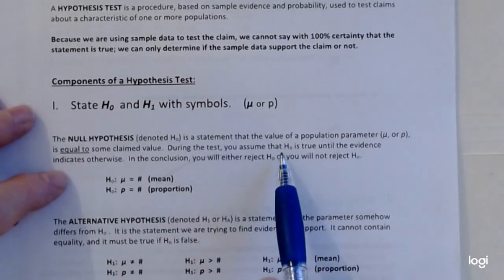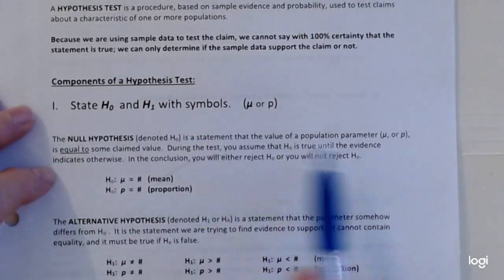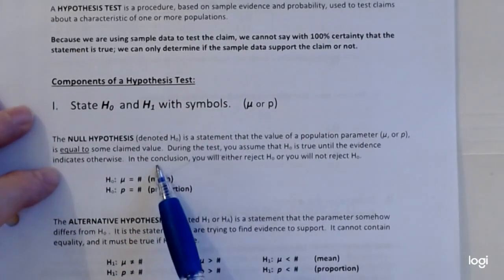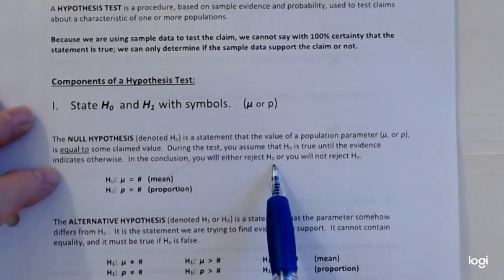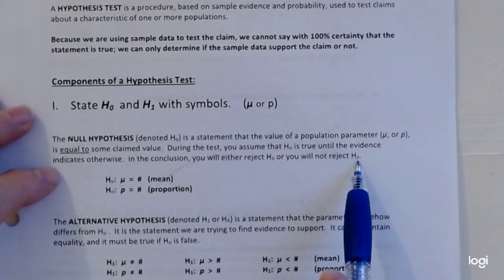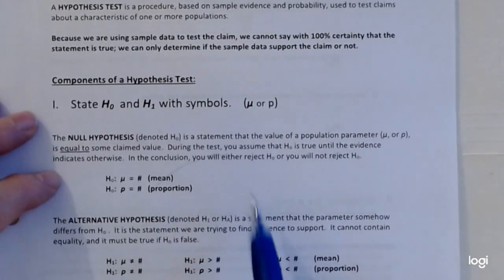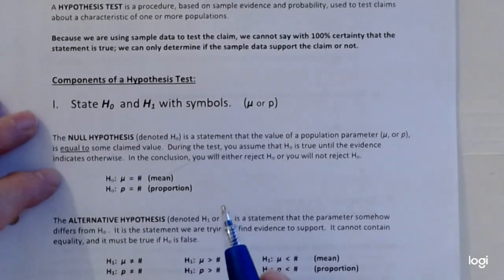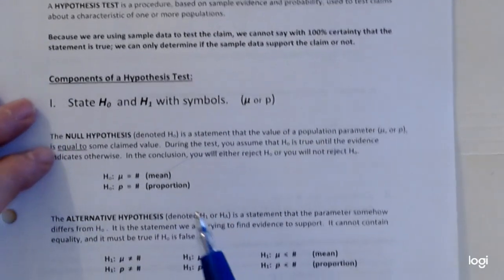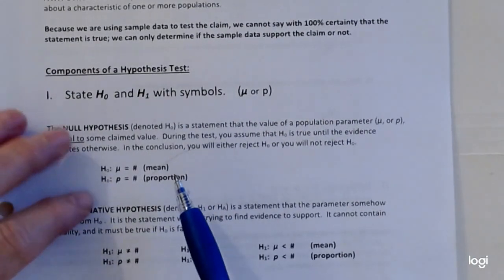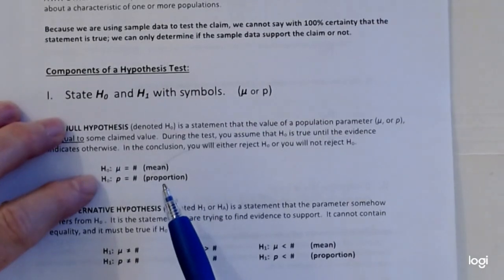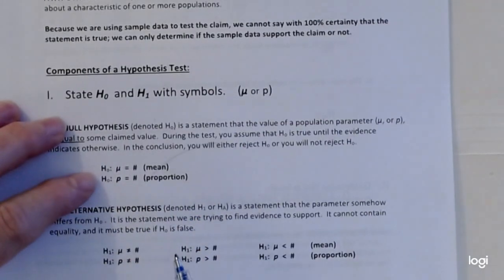During the test, you assume that H0 is true until the evidence indicates otherwise. In the conclusion, you will either reject H0 or you will not reject H0. We never ever use the word prove, because we're not proving anything. We're just finding whether the evidence supports the statement in the claim or not.